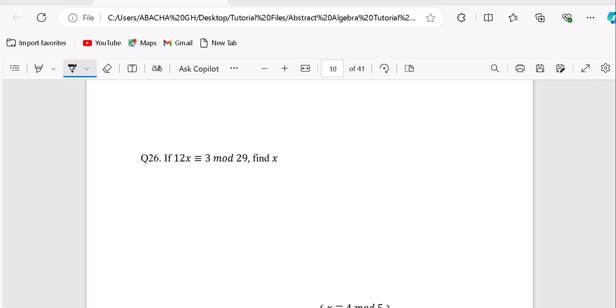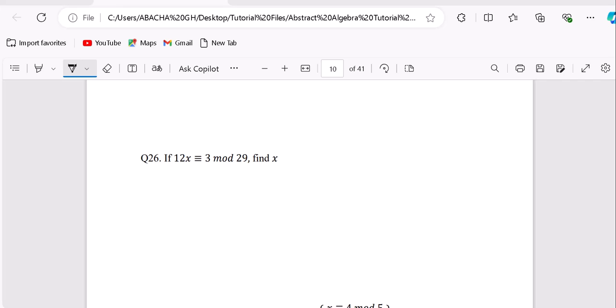In today's tutorial, we want to look at some basic questions on the Chinese remainder theorem. And so we have our first question here, which says that if 12x is congruent to 3 mod 29, find x. So we have several ways of going about this question.